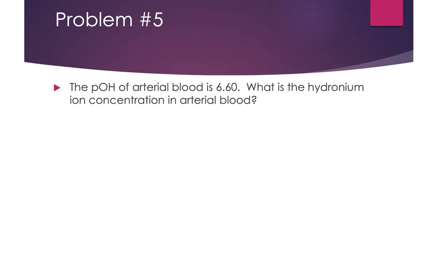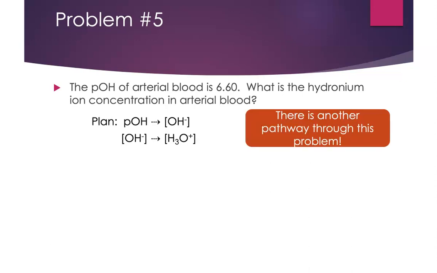Okay, so I'm given a pOH. I want H+. I don't have one equation that correlates these two, but I can do it in 2 steps. It's a 2-step problem, even though nothing tells you that. So if I know the pOH, I can find the hydroxide ion concentration, just like we did in the previous problem. If I know the hydroxide ion concentration, I can use the Kw expression to find the hydronium ion concentration. Now, again, there is another path through this problem, but I'm only going to do one of them. You'll end up at the same place either way.